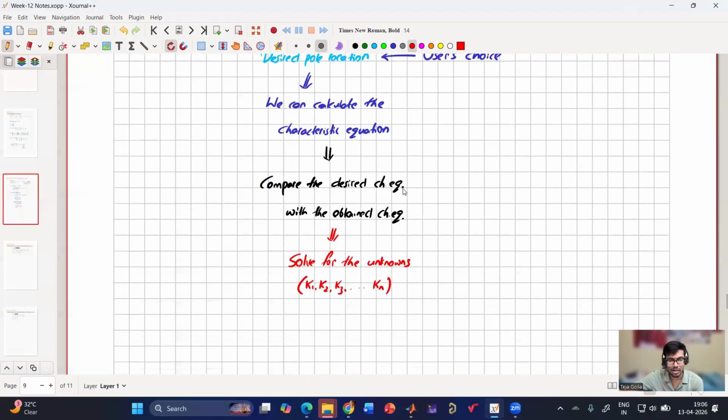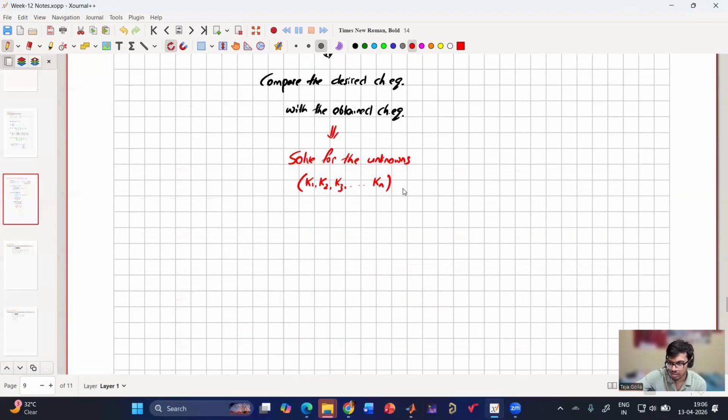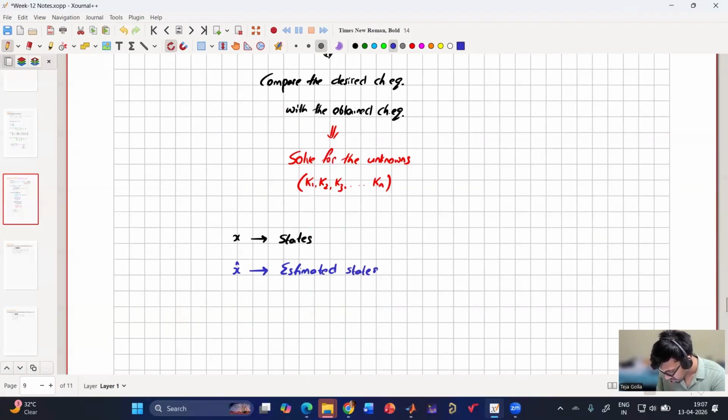So maybe I'll write the notation. X is the states, and x hat is the estimated states. So this is what is followed in control systems. So x hat, I don't know whether it is properly visible. X hat.